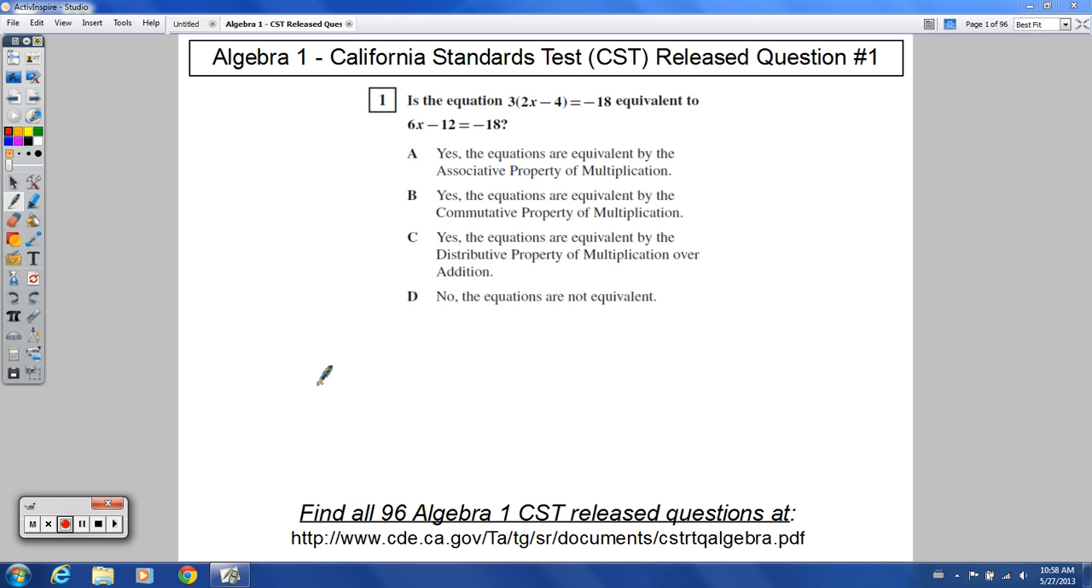Hello and welcome to release question number 1 for the Algebra 1 CST questions. This is release question 1 in a set of 96 release questions. I would highly recommend that before you start these questions you go to this website and print these out for yourself, or at least have them up on a screen. Try these problems yourself first before you watch me do them. The ones that you need help on, watch those ones.